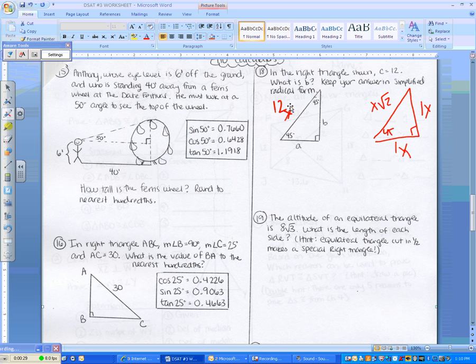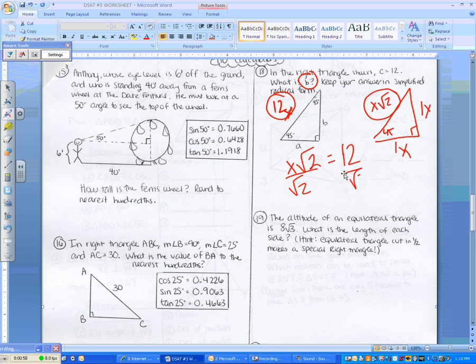So if you look at this triangle, this 12 looks like this x radical 2 because they're both hypotenuses. So your equation is going to be x radical 2 equals 12, because they're the same side length in that triangle. And then you're going to solve for x because it's asking for b, and these legs are the same. They're both x. So to get x by itself, the opposite of multiplying by radical 2 is dividing by radical 2.